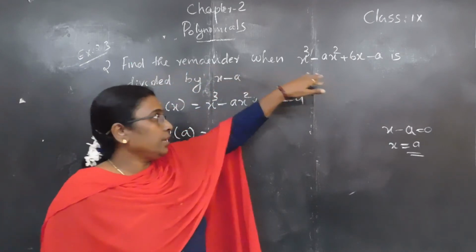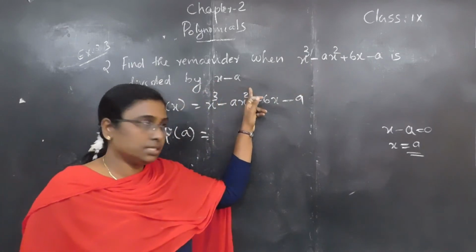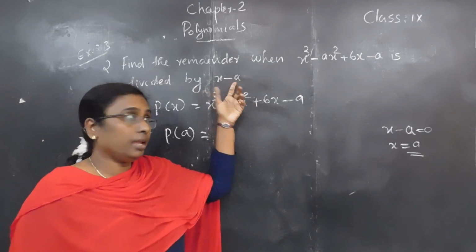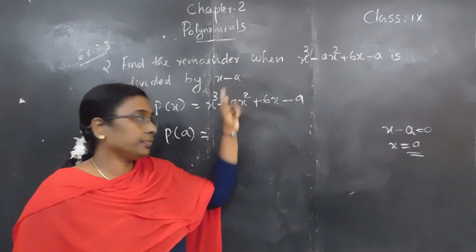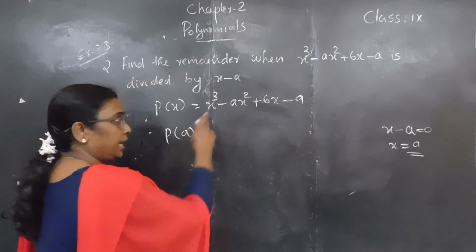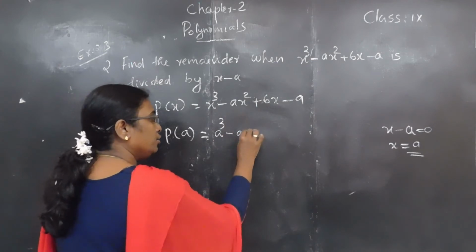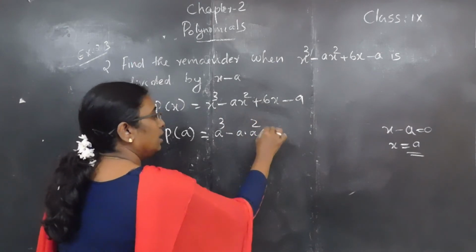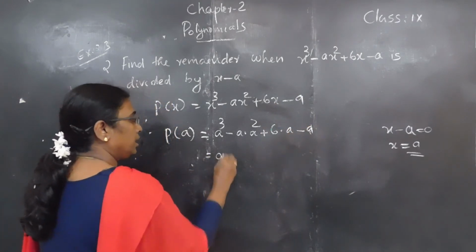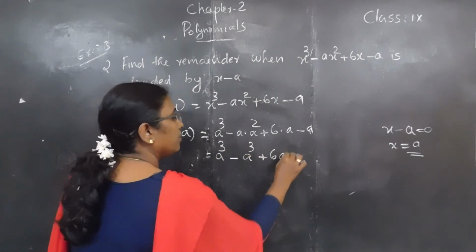Once again, we have to find the remainder when this polynomial is divided by the linear polynomial x minus a. We know that the remainder is p of a, since a is the 0 of x minus a. Then p of a equal to, substitute a in place of x, that is a cube minus a into a square plus 6 into a minus a, equal to a cube minus a into a square, which is a cube, plus 6a minus a.